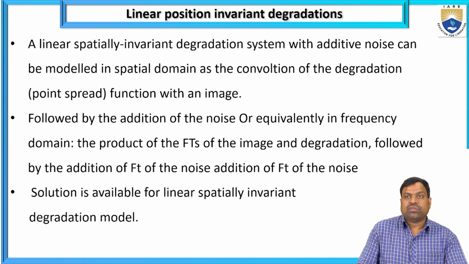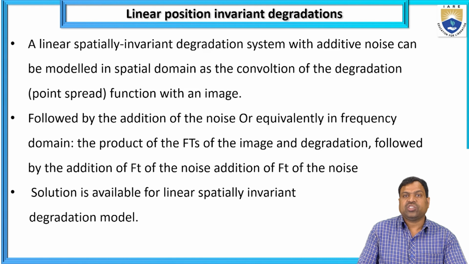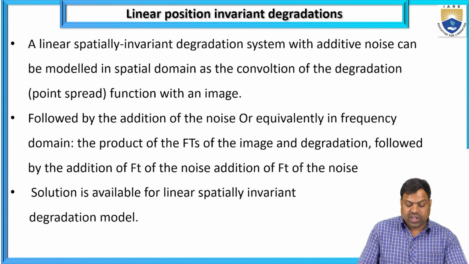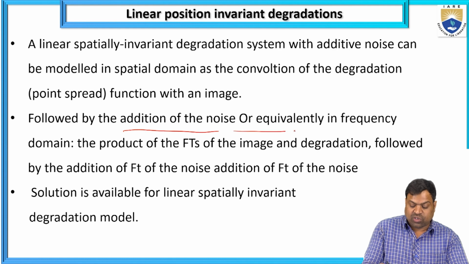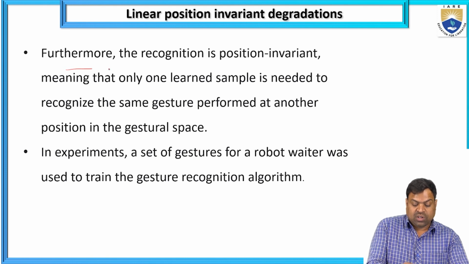So if the function is linear and position invariant, then a linear spatially invariant degradation system with additive noise can be modeled as a spatial domain convolution of the degradation, that is the point spread function, with the image. It is followed by the addition of the noise, or equivalently in the frequency domain.